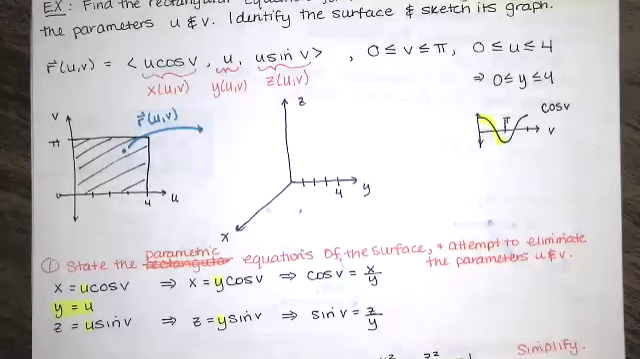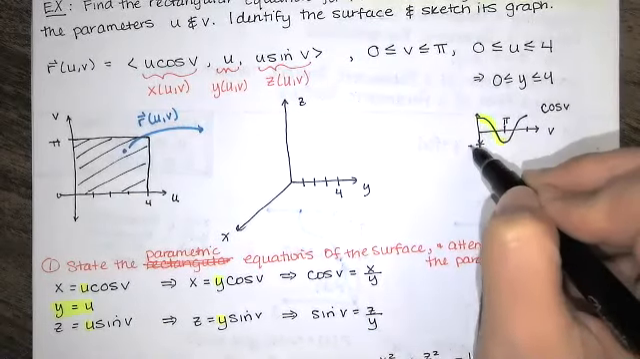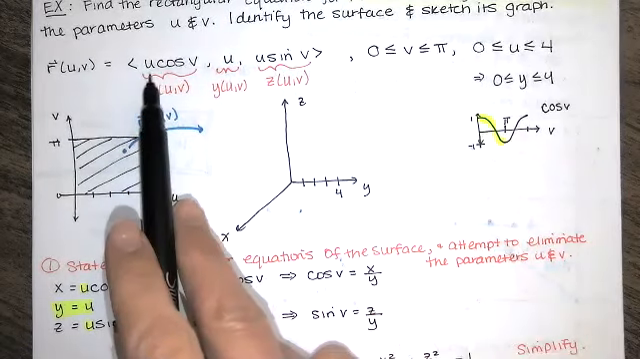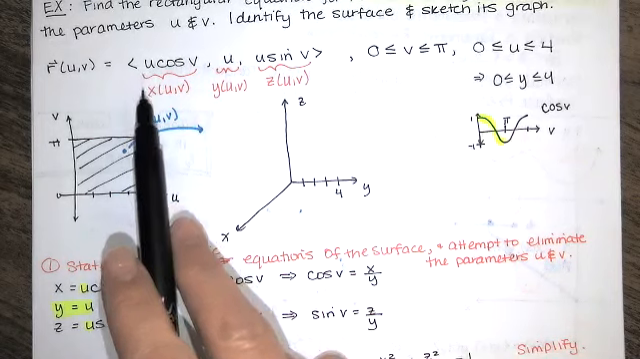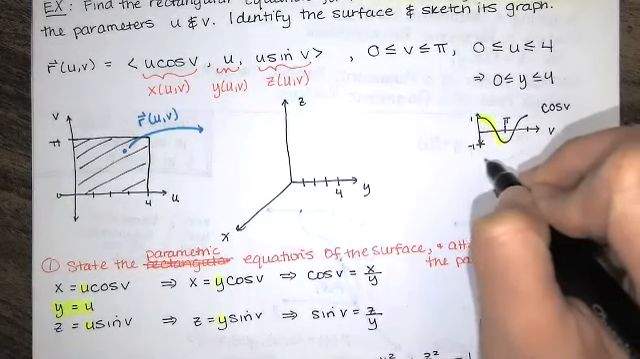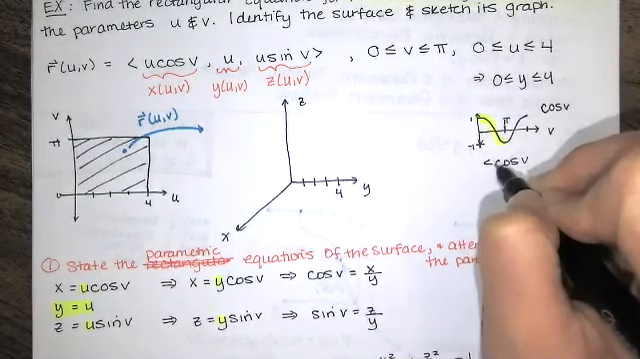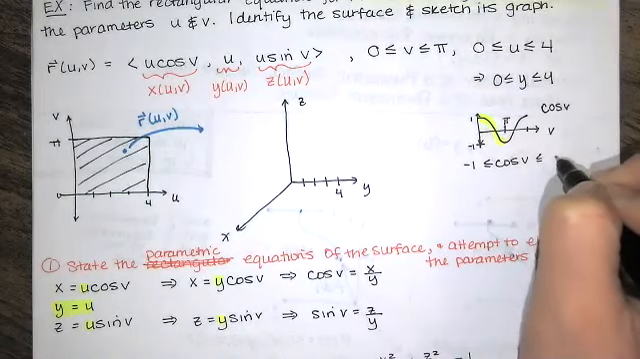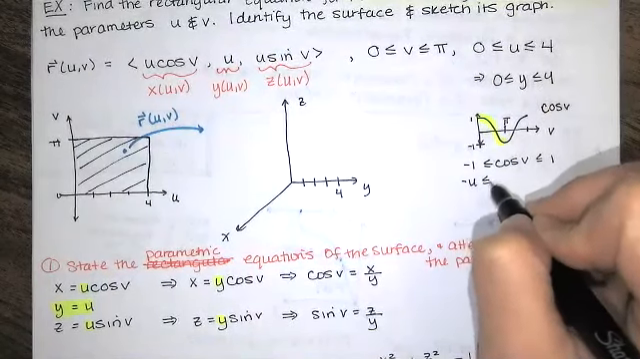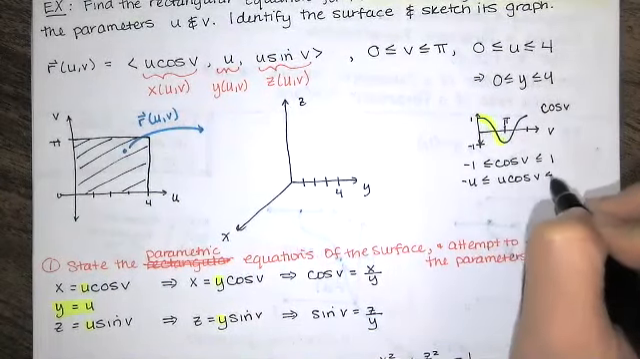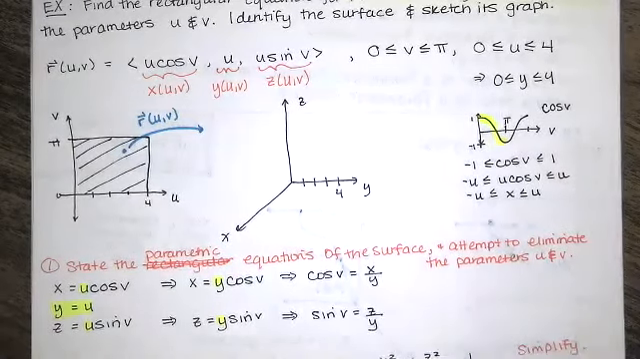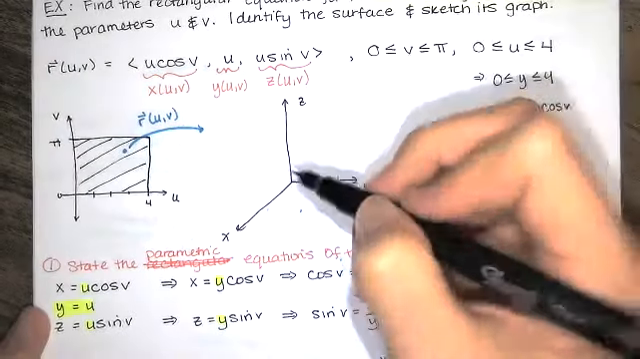Well, the cosine function, if V goes from 0 to pi, takes on all of the values between -1 and 1. So x is going to take on all the values between negative u and u. I'm taking this inequality and I'm multiplying it by u. So x goes from negative u to u. Okay.